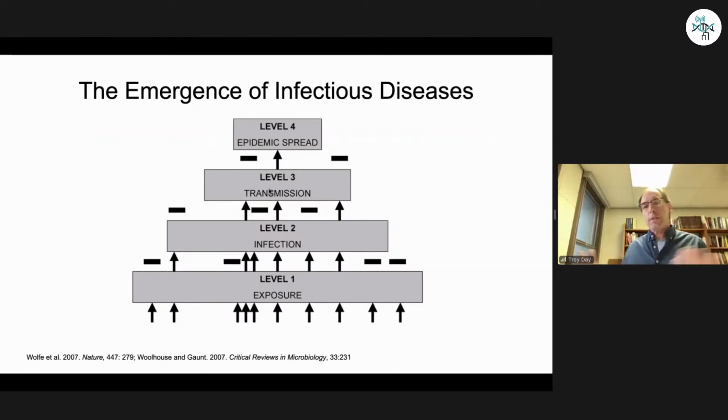And the infectious disease is ultimately destined to still die out. So we might have small chains of transmission, but still no epidemic spread. And it's only once we reach level 4 that we get epidemic spread and potentially pandemic spread.